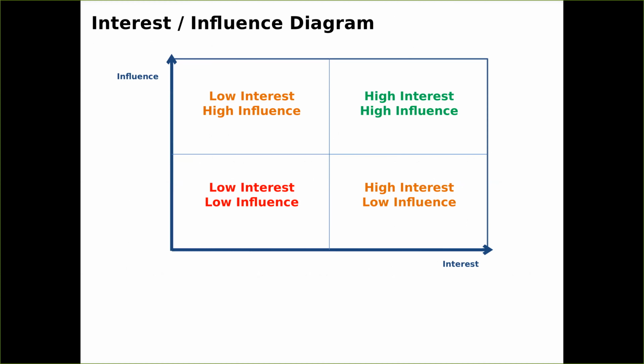One useful and easy way to think about stakeholders is to put them on something called an interest influence diagram. This is basically a 2D chart where we map interest on one axis and influence on the other, and we separate that map into 4 quadrants. We've got people with low interest and low influence in the bottom left, and people with high interest and high influence in the top right. In the other 2 corners, we've got people who are either very influential but not very interested, or very interested but not very influential.